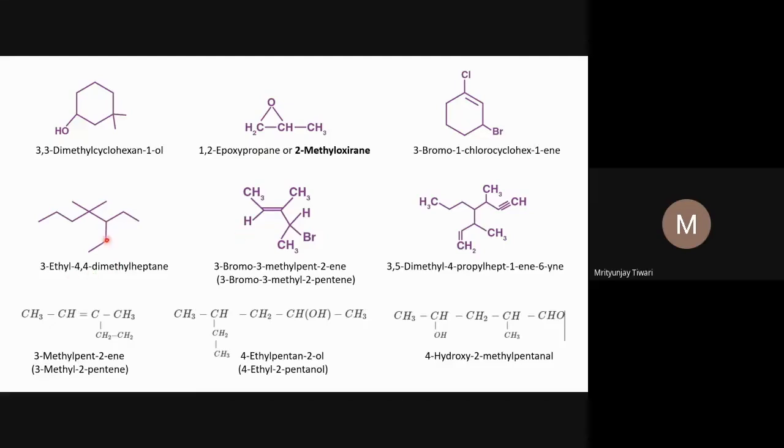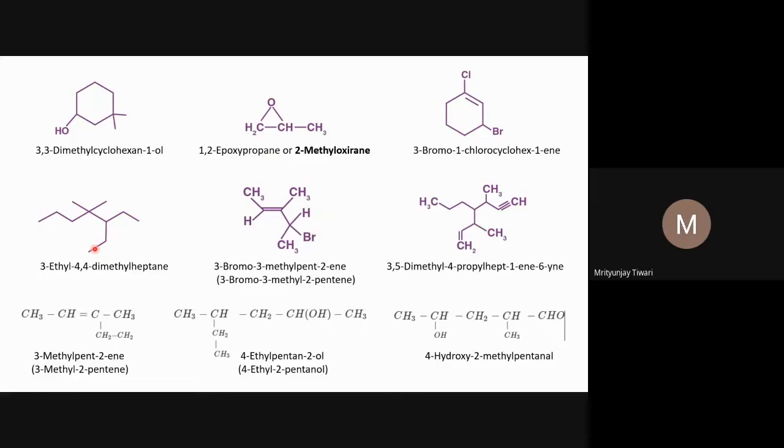Now in this compound we have to choose the longest carbon chain, and the longest carbon chain you can get is if you start from 1, 2, 3, 4, 5, 6, 7. So in this way you choose this one, or you choose this one, 1, 2, 3, 4, 5, 6, 7. So this can also be the same.